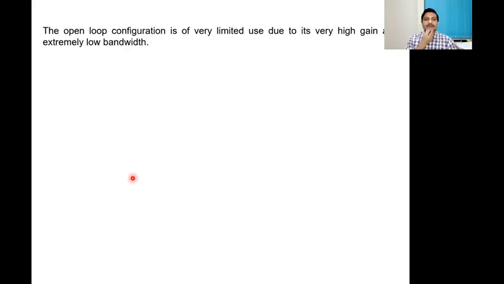Now, as we saw in the previous slide, the open loop configuration is of very limited use due to its very high gain and extremely low bandwidth, right? As we saw, even for a 1 kilohertz signal, the slew rate starts affecting the output performance, right? And anyway, typically the operational amplifier bandwidth is very small, less than 10 hertz. So such circuits will always have bandwidth limitations.